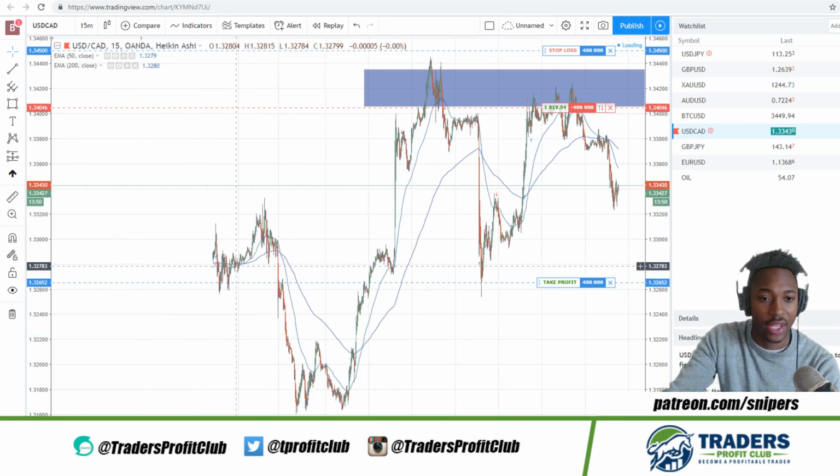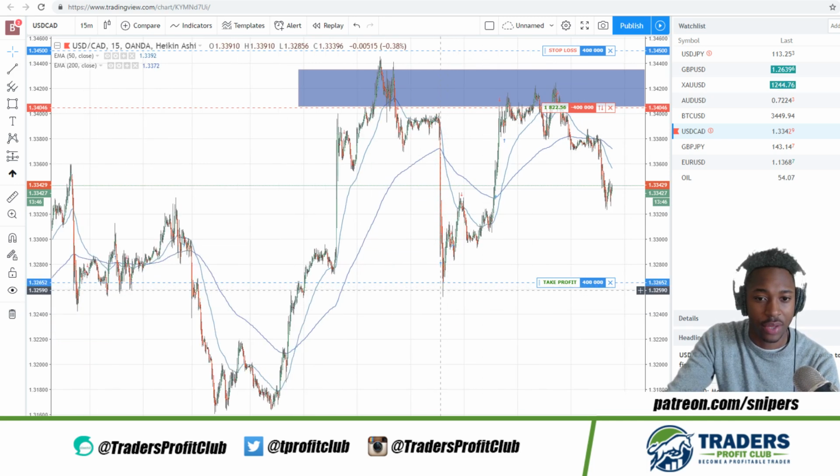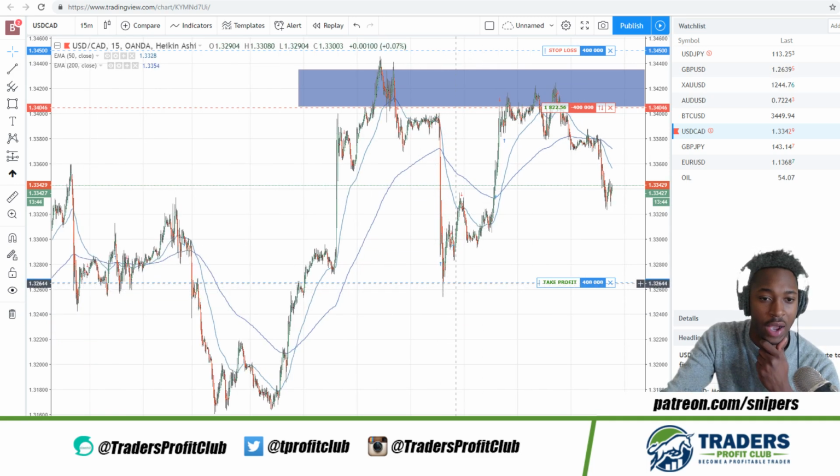What I do is look at previous structure, because previous structure leaves clues. I like to see the lowest of the low of that previous retest, and you only do this when you see a market correction. So if you're trending on a market, you don't do this. You're looking for a simple way to trade this.